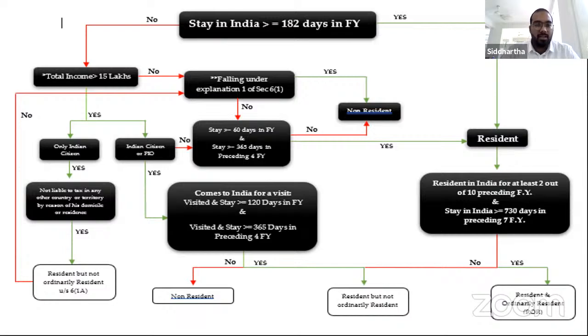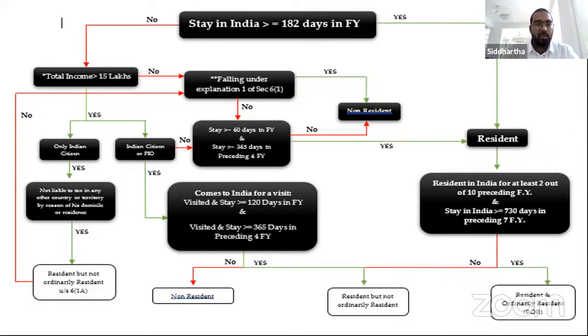Okay. So next, let us go to the case where your income is exceeding 15 lakh. If your income is exceeding 15 lakh and you are an Indian citizen, and being an Indian citizen, you are not liable to tax in any other country. Mind the words. It says if you are not liable to tax in any other country, you are an Indian citizen, your income is exceeding 15 lakh, and your stay in that particular year is below 182 days, then also you will become a resident but non-ordinary resident. This is a recent amendment brought through the Finance Act. We'll look into it in a subsequent slide.